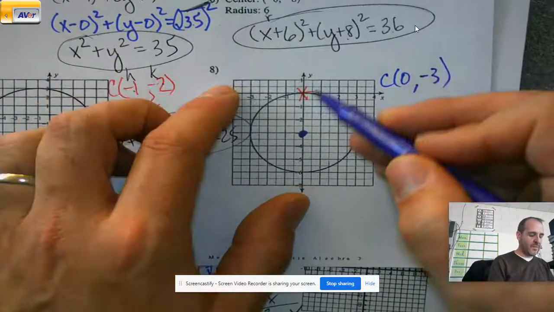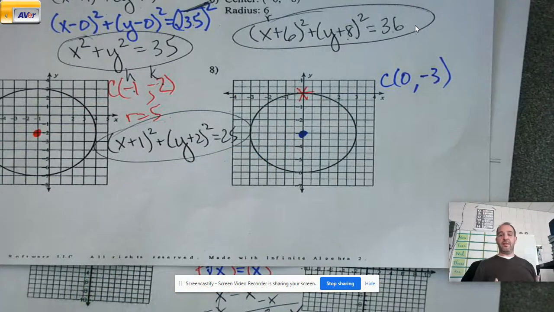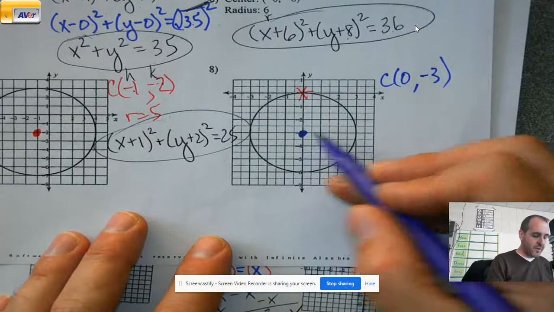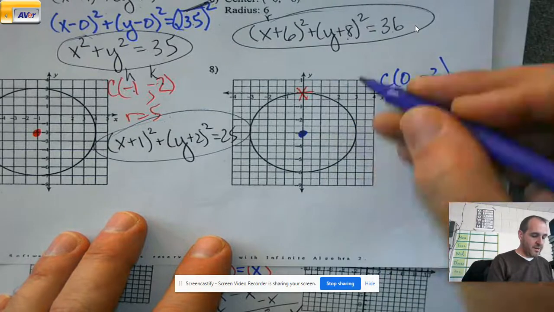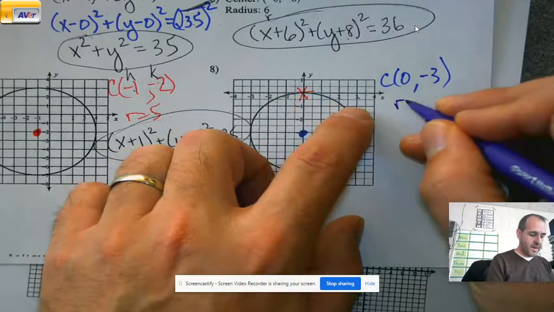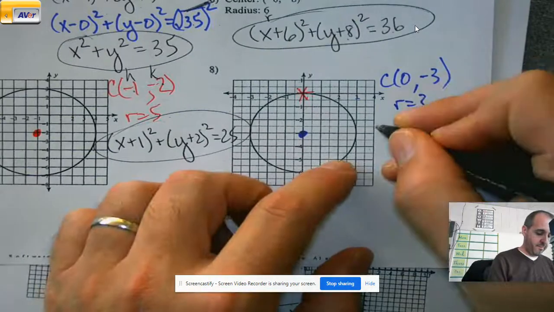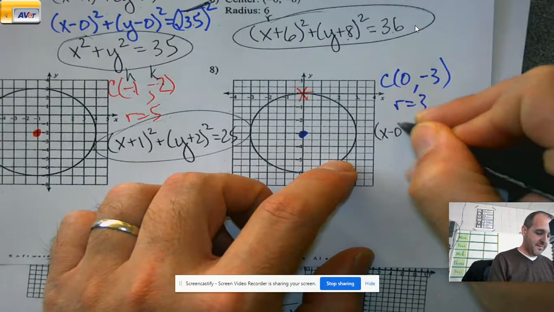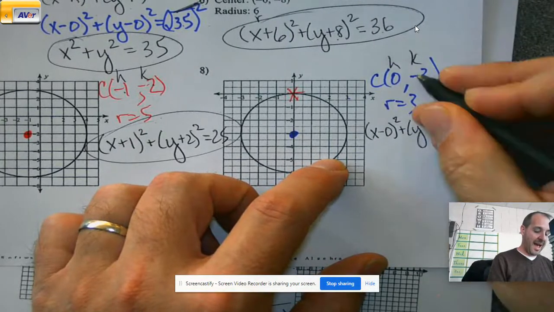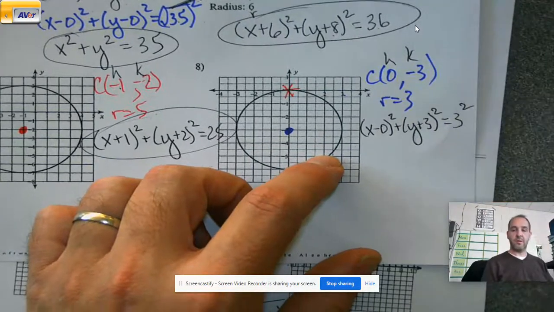Be careful because you might be tempted to go 1, 2, 3, 4, 5, 6. But notice the lines are every other in this one. Again, little details we got to watch for. And then same thing here. Don't count every one. Notice they're counting by ones here. So from here to here is 0 to 3. So my radius is 3. Plug it in. X opposite of H squared plus Y opposite of K squared equals 3 squared.